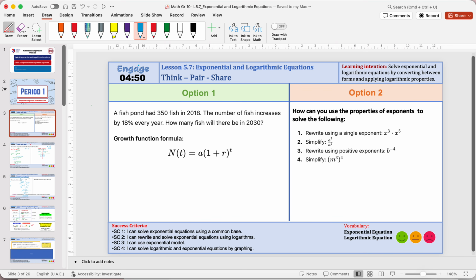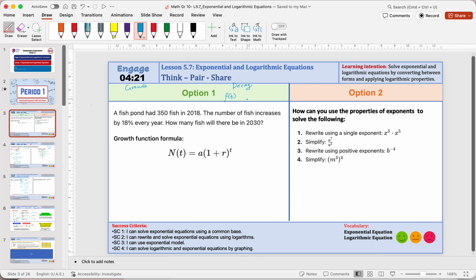This is very related to lesson 5.1, which is already in the final. But let's see. A fish pond had 350. Let me just break down for you something. In lesson 5.1, we have a decay function and growth function. Without taking too long, a decay function is a function of time.